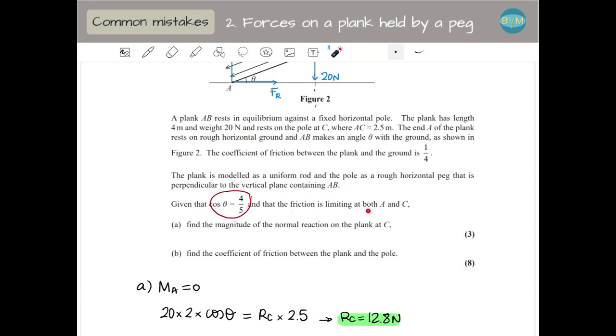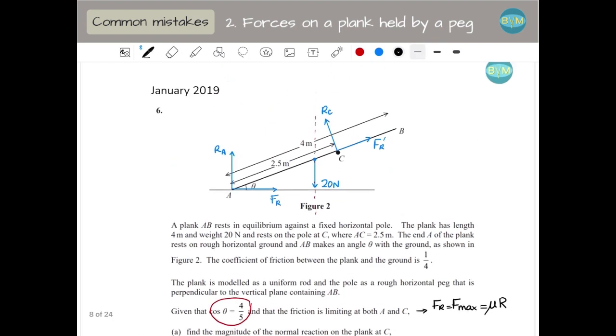The friction is limiting at both A and C. That means that we can use the force that we know to find the friction. So the friction will be maximum, and it's going to be the coefficient of friction times the normal reaction, right? So we are going to use that formula. We have already taken moments. We can take moments again, but I think it makes more sense to work horizontally and vertically.